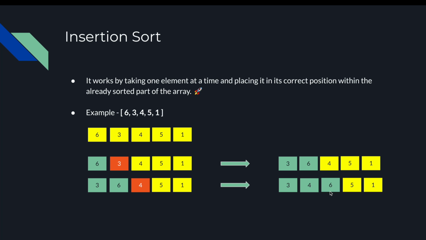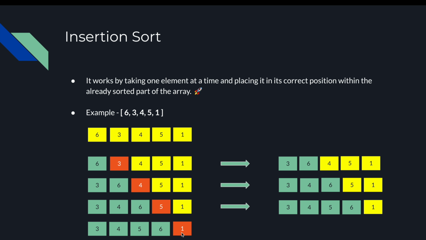Now again repeat the step for our next element, that is 5. Compare it with the sorted part of the array. Is 5 greater than 6? No. Is 5 greater than 4? Yes. Then we will put 5 between 4 and 6. Now our last element, that is 1. We will compare 1 with the sorted part of the array. Is 1 greater than 6? No. Is 1 greater than 5? No. Is 1 greater than 4? No. Is 1 greater than 3? Again no. Then obviously 1 will be inserted at the 0th index before 3, and now the whole array is sorted. And that's how insertion sort works.